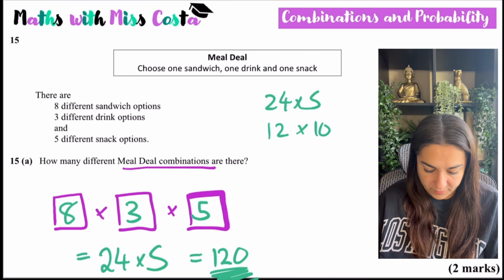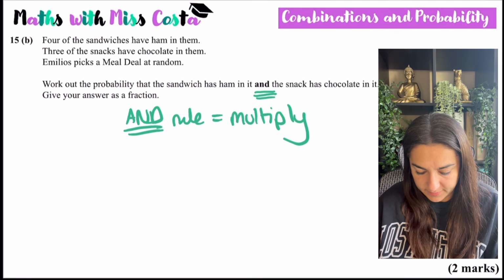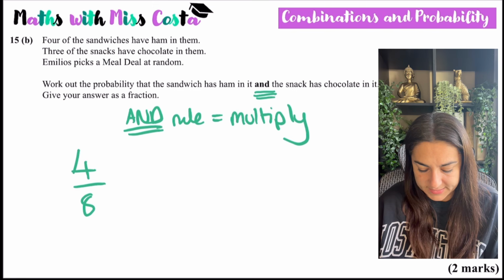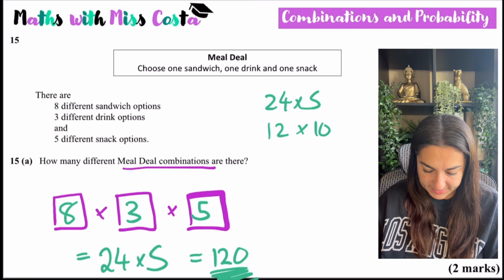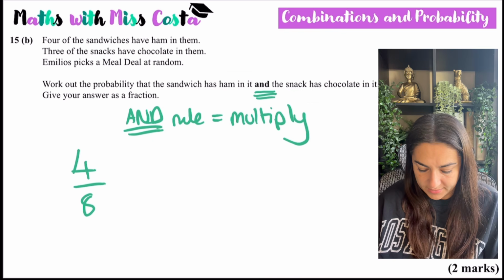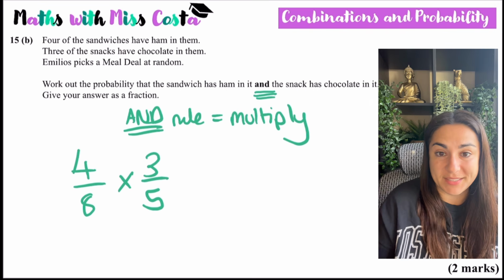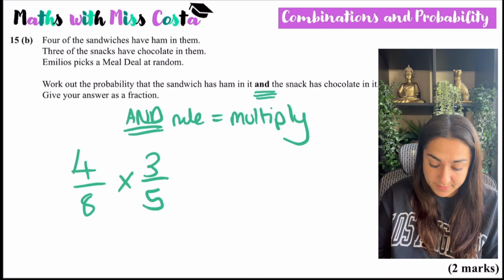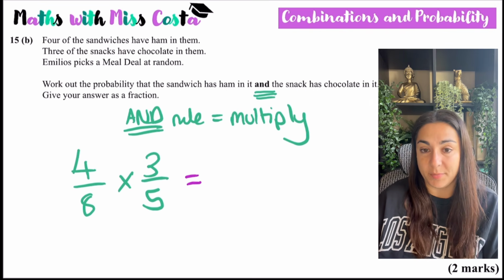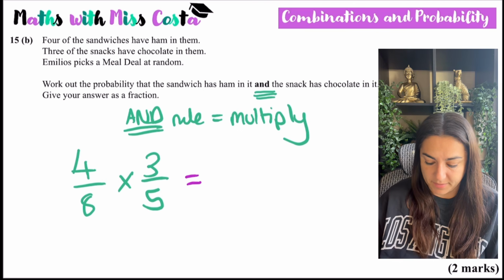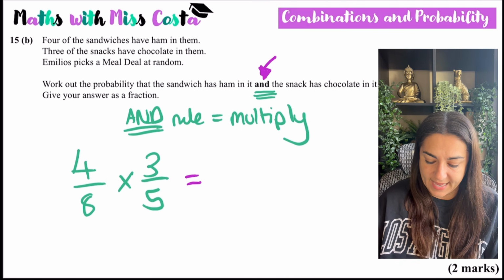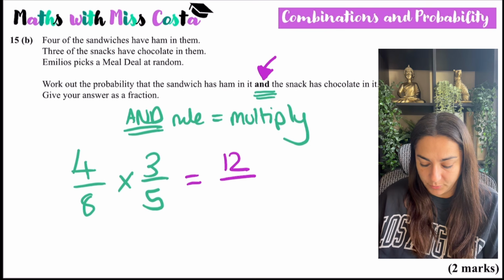So 4 of the sandwiches, it's 4 over 8 is the probability of having a ham sandwich. And how many snacks were there? 5. And 3 of them, 3 out of the 5 have chocolate in them. So if Emilios was to pick a meal deal at random, we would have to work out these probabilities and then multiply them, because it's the probability of this and that happening. So 4 times 3 is 12 and 8 times 5 is 40.